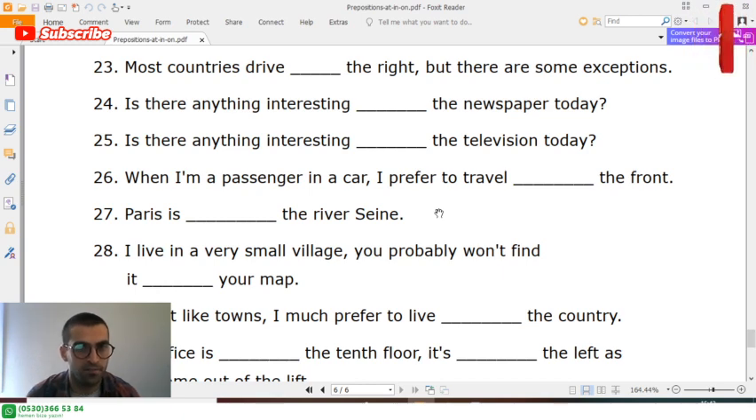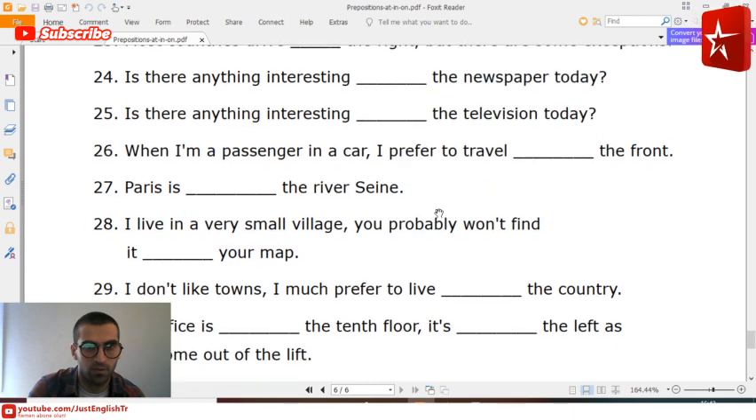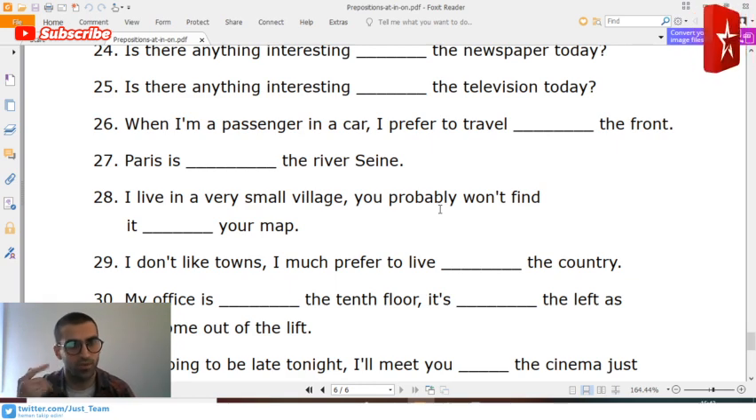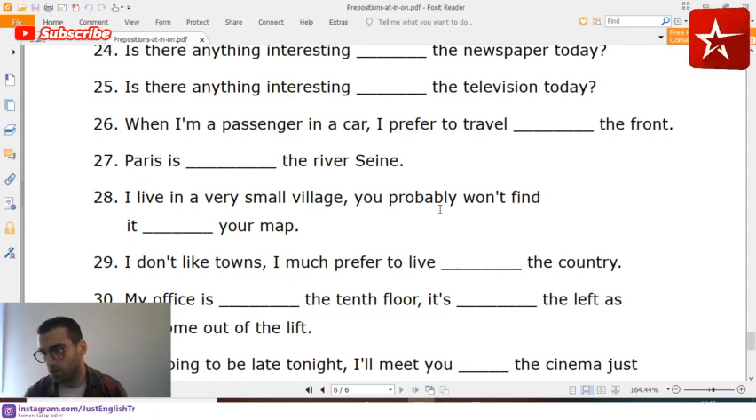28. I live in a very small village. You probably won't find it. Okay. Your map. 28. Last three sentences, 28, 29, and 30, and then we will finish. I live in a very small village. You probably won't find it on your map. Yes, 28 is on your map. On is a correct answer.